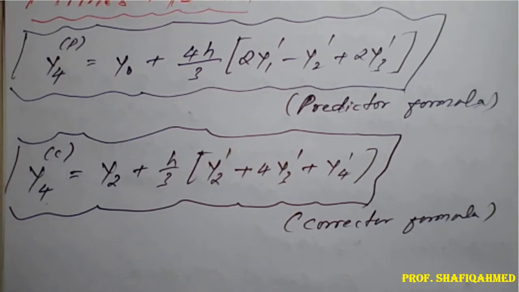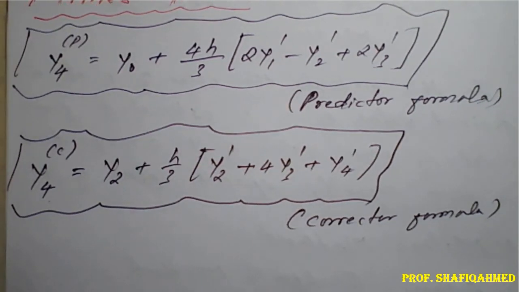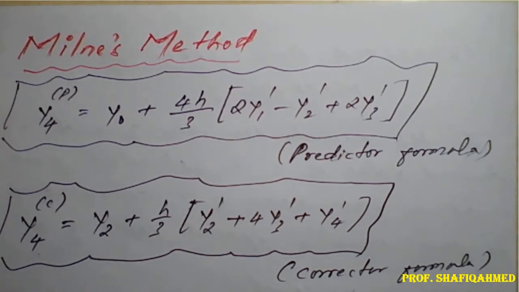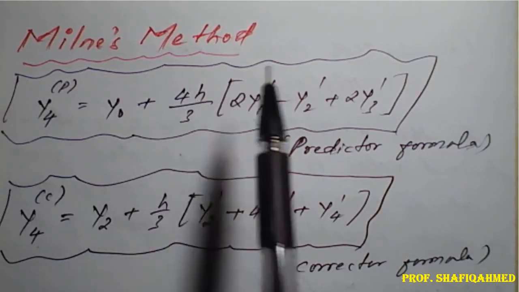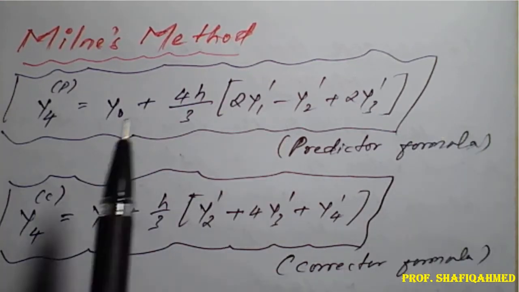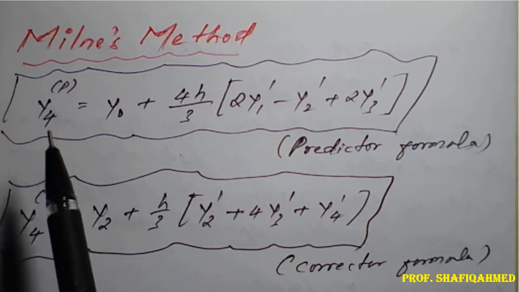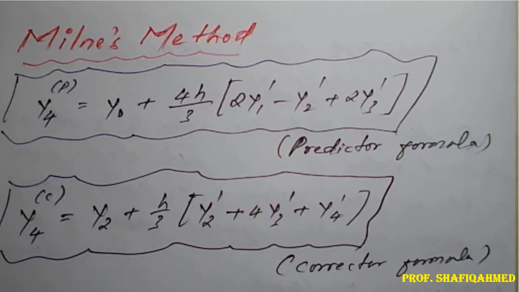This is the corrector formula. So using these two formulas, predictor and corrector, we can apply Milne's method for the given differential equation with the given conditions. Let's see an example based on Milne's method using this predictor and corrector formula. Milne's method is also called Milne's predictor and corrector, and these formulas are called Milne's predictor and corrector formulas also. So we'll see the example now.